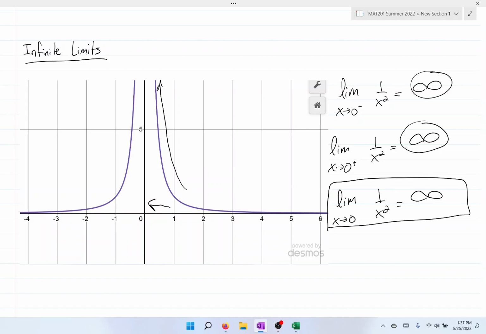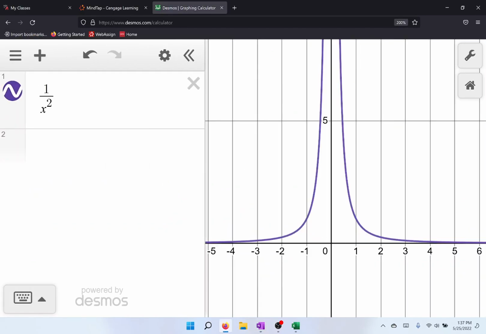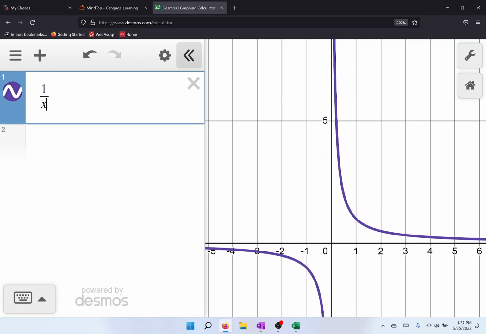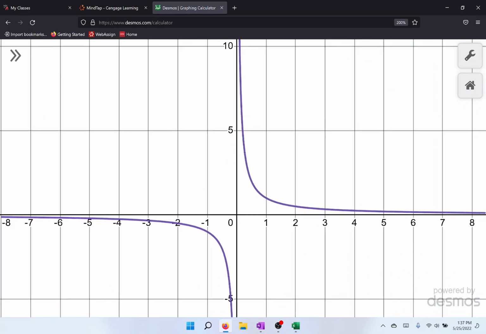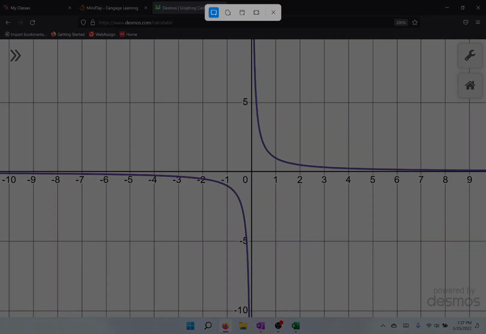But sometimes you do got to be careful. So let me show an example of where we do have to be careful. We're going to go back into Desmos, and I'm just going to change one thing here. Instead of it being 1 over x squared, I'm just going to make it 1 over x. So we call this the reciprocal function. Let's go ahead and copy and paste this into our notes.